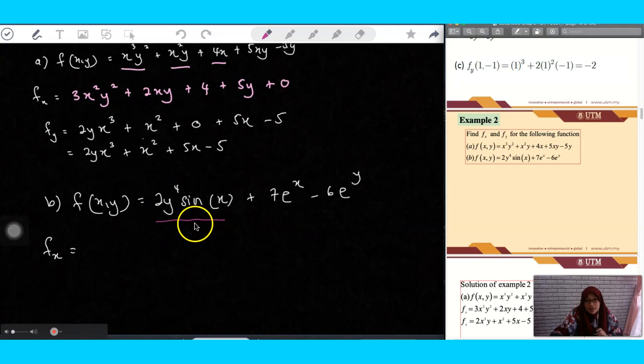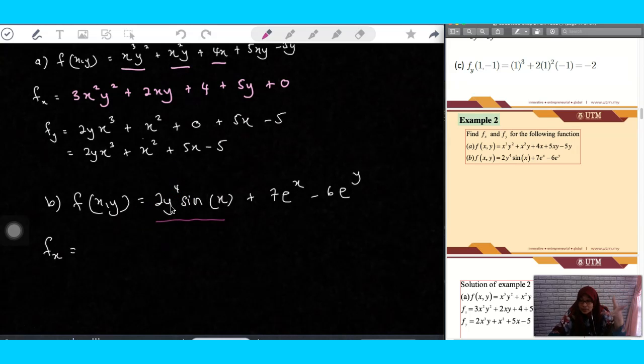So you have the multiplication of two functions, y^4 and sin x. You want to differentiate with respect to x. Where can you see the x here? Inside the sine only, right? Only the sin x. So the function 2y^4 is a constant, and in this case you don't need to apply the product rule.